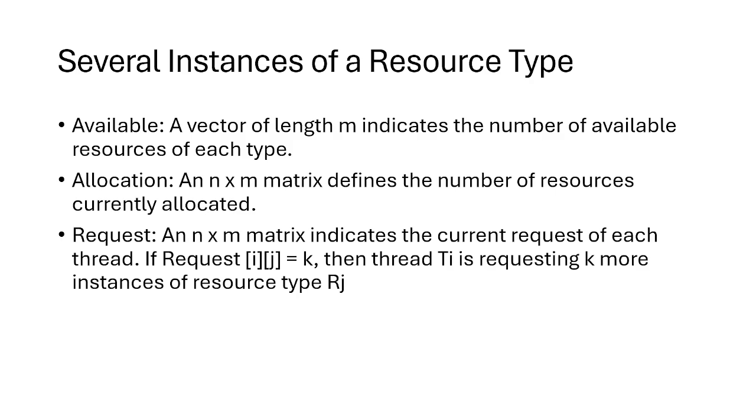Then we see several instances of a resource type. For this we use these data structures: available, allocation and request. Available is a vector of length m, which indicates the number of available resources of each type in the system. Allocation is an n by m matrix. It defines the number of resources currently allocated to each thread. Request is also an n by m matrix, which indicates the current request of each thread. If Request[i][j] is equal to k, it means that thread i is requesting k instances of resource j.